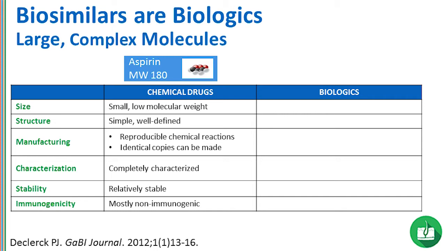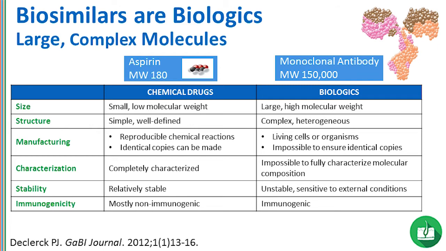On the left, we see aspirin with a molecular weight of 180. This is a small, low molecular weight molecule that has a simple, well-defined structure. Its manufacturing is reproducible through chemical reactions, and exact identical copies can be made. It is a molecule that has been completely characterized and is relatively stable, and for the most part, it is non-immunogenic. Now looking on the right-hand side with biologics.